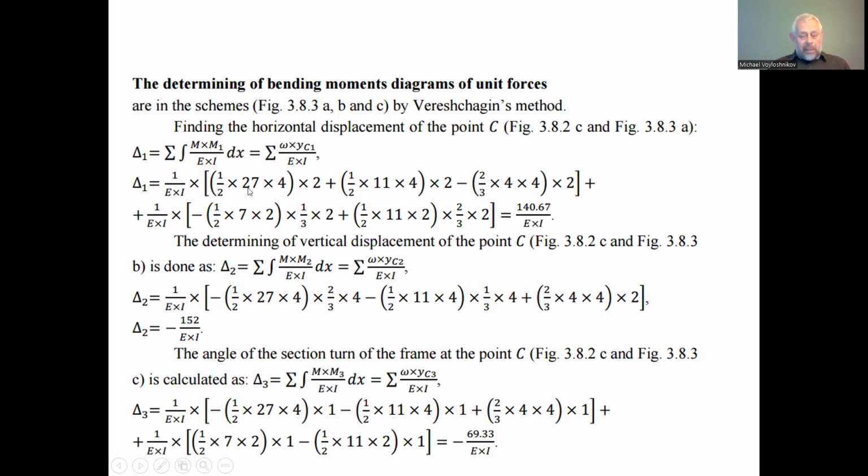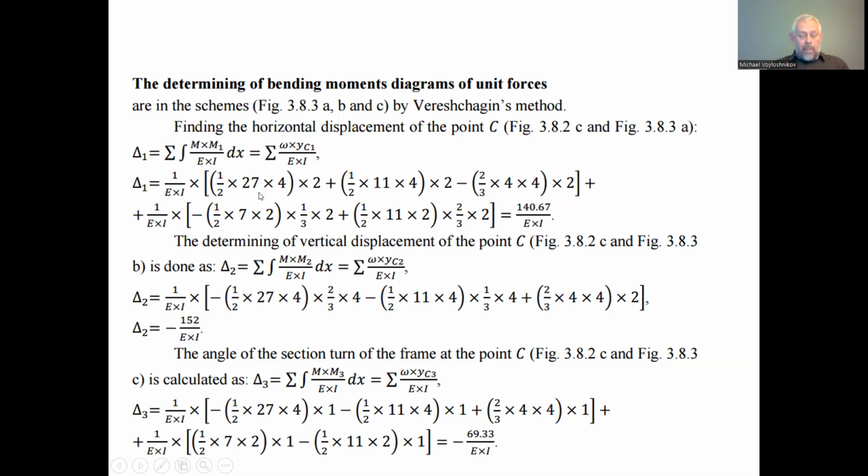And in the brackets, by the elements of the mechanical system, for the first one, we consider the product of the area of the diagram of the bending moment and action of the external efforts by the ordinate of the diagram of the bending moment and action of the unit force.